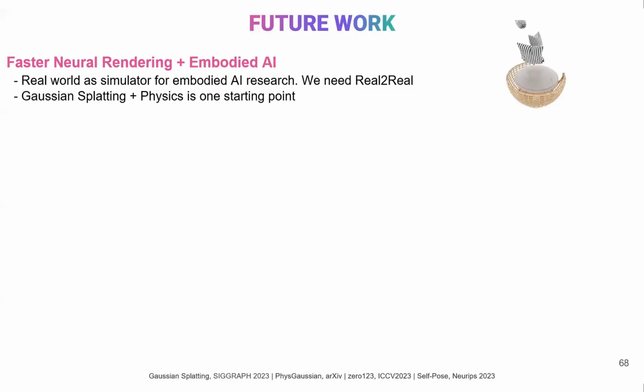Now, I want to spend a couple of minutes on future work. Since we really explored neural rendering across a lot of the domains we touched in this work, one really cool extension is replacing real-to-sim pipelines for simulators, like for embodied AI, with just real-to-real pipelines, where we don't have to solve for the domain gap from sim to real. And this is made possible by really fast neural rendering approaches like Gaussian splatting.